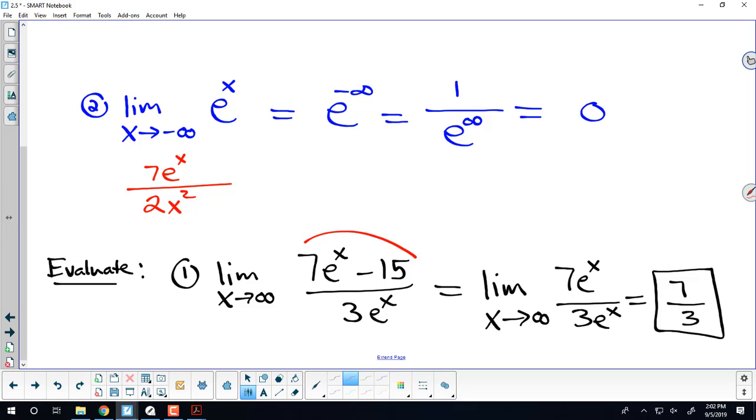But the exponential grows much more rapidly than the power of x. So the numerator is going to reach infinity a lot more quickly than the denominator reaches infinity. So the limit at infinity on something like this is actually infinite, whereas if we had 2x squared over 7e to the x, the limit here is actually 0.